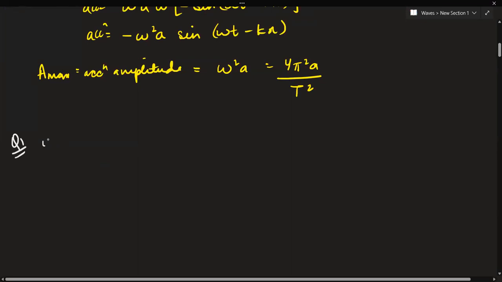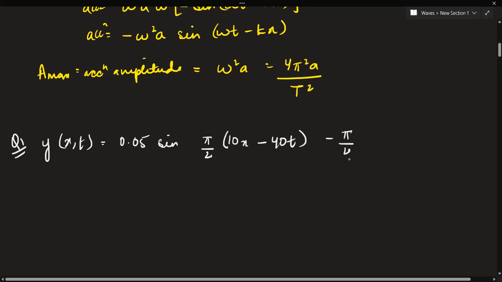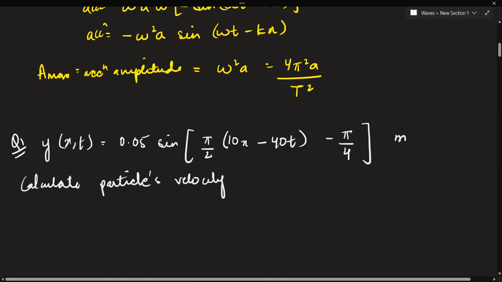If I say y is equal to 0.05 sine pi by 2 (10x minus 40t) minus pi by 4, that is traveling in the x direction with time t, this much meters is the displacement. And if I ask you to calculate the particle's velocity and acceleration when, let's say, x is equal to 0.5 meter and time is 0.05 seconds.